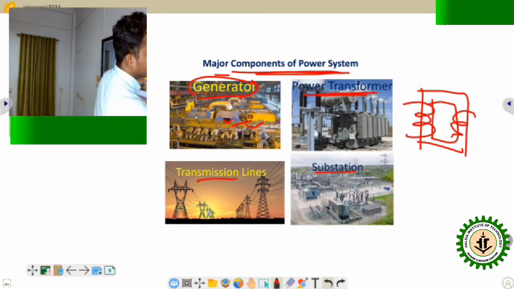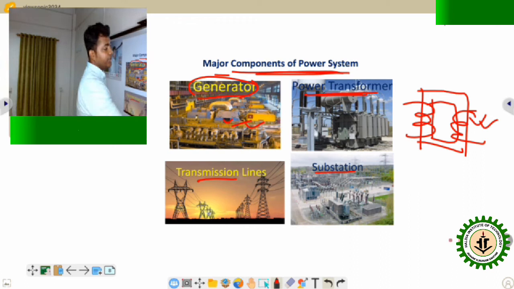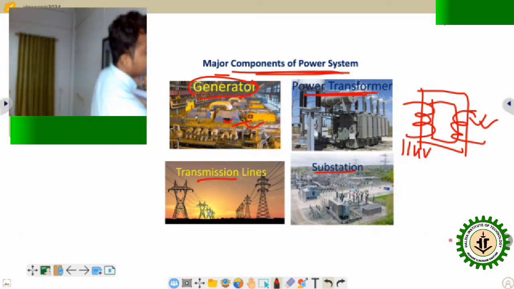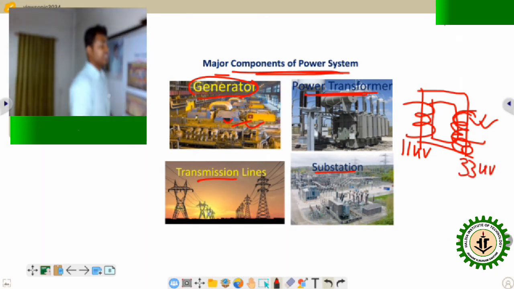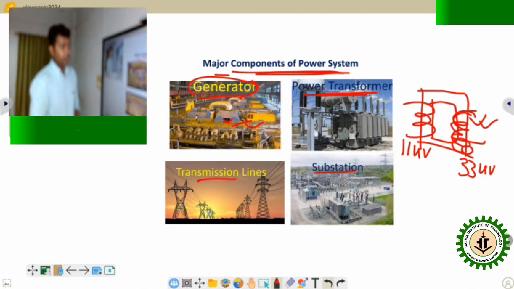By changing the number of turns in the secondary side, we can change the voltage level. Suppose here the voltage is 11 kV. If we increase the number of turns in the secondary, we will get, suppose, 33 kV. So by changing the number of turns in the secondary side, we can change the voltage. So next part is the transmission line.